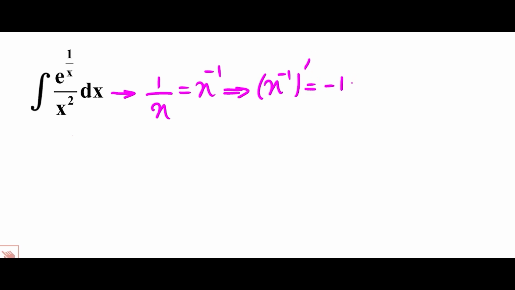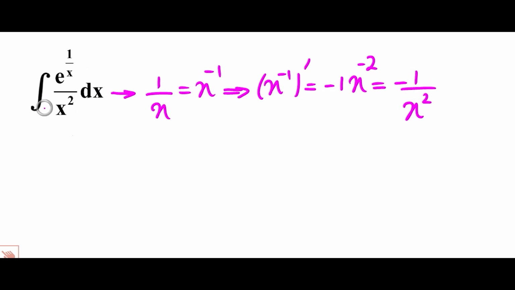The integral of e to the 1 over x squared dx. This one catches a lot of students off guard. How do we handle the x squared in the denominator? As you know, 1 over x equals x to the power of negative 1. So the derivative of x to the power of negative 1 equals negative 1 x to the power of negative 2, right? Or negative 1 over x squared.